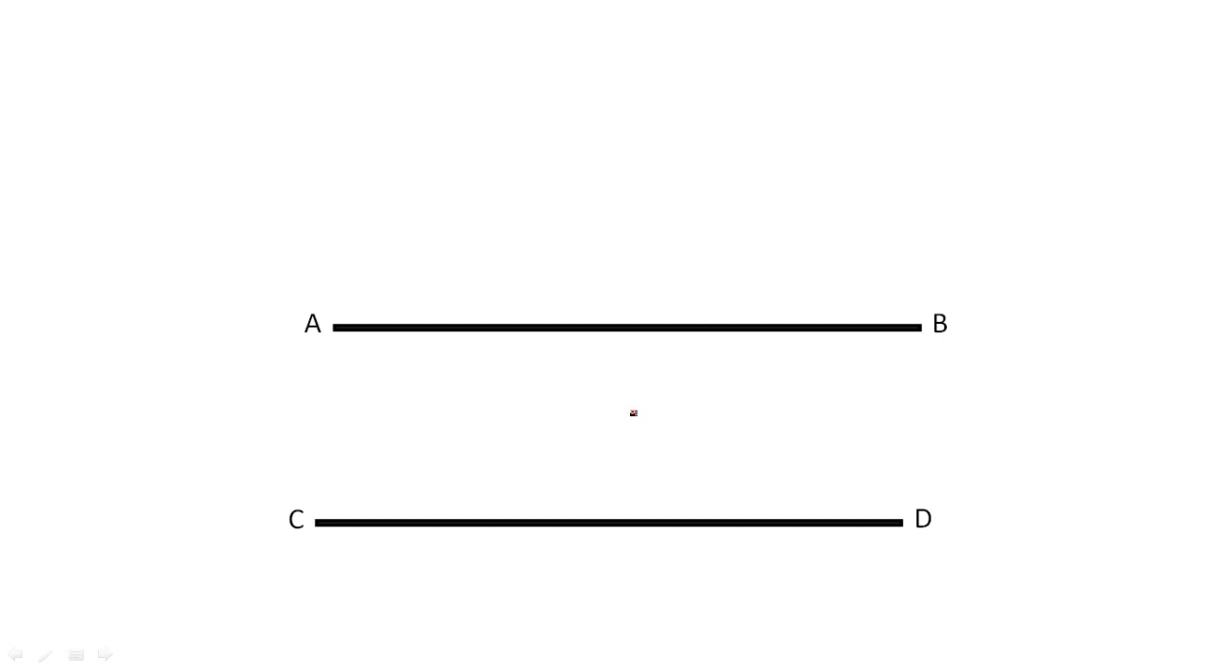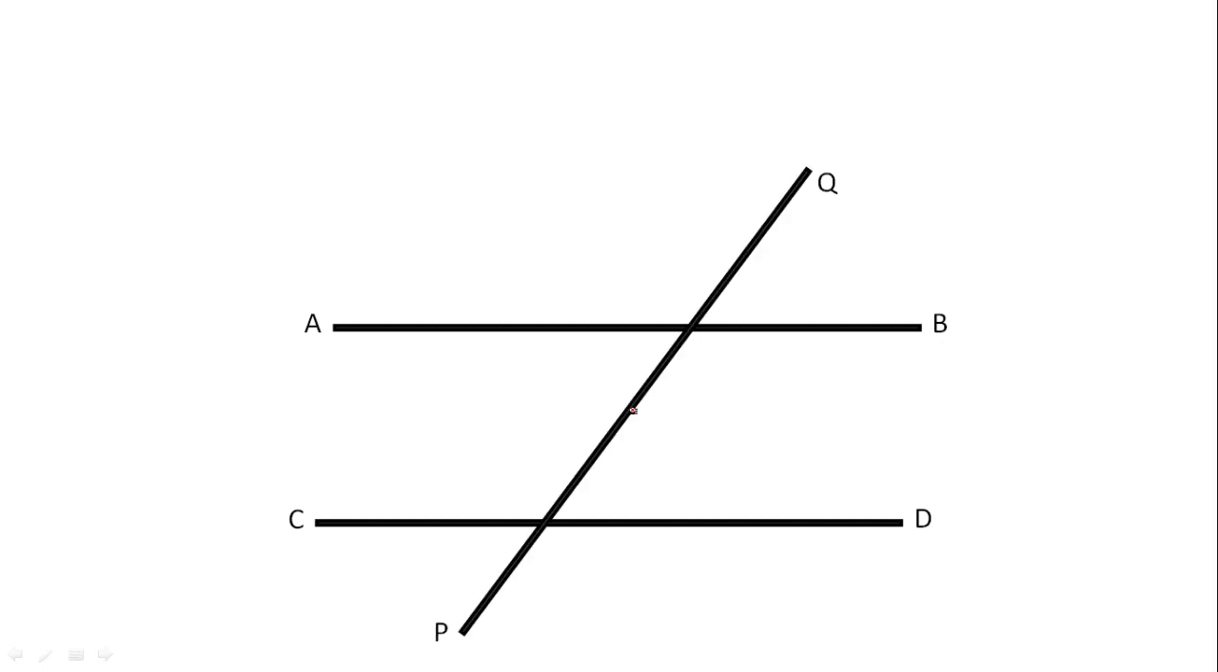Next, suppose there are lines AB and CD. They may be parallel and they may not be parallel. There is a line PQ which intersects the two lines AB at the point G and CD at a point H. So they are intersecting at the points G and H. Then this line PQ is known as a transversal.